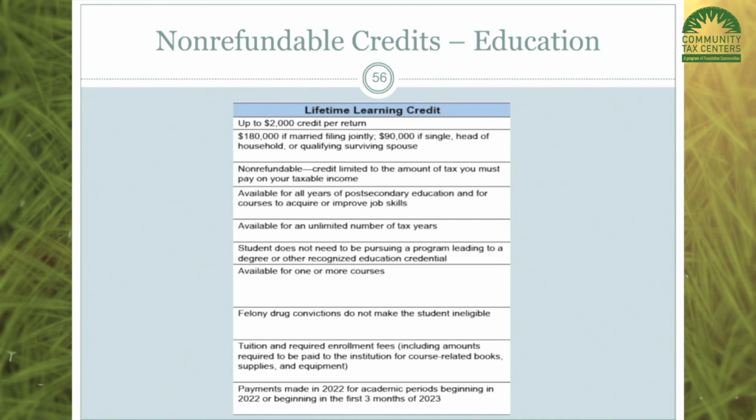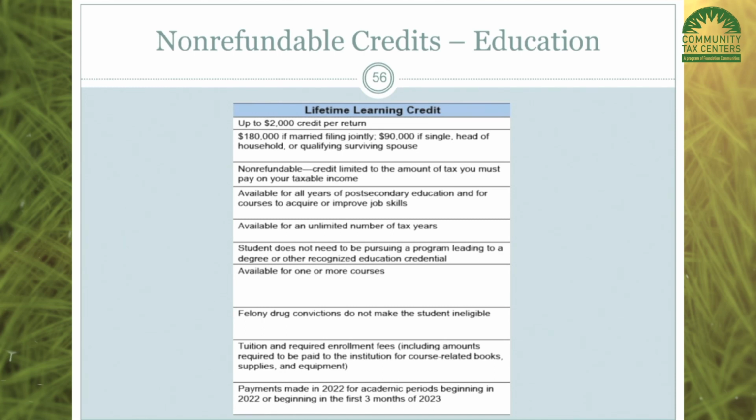It's available for an unlimited number of tax years. So as long as they allow this lifetime learning credit on a tax return, as long as it's available to claim, an individual can take it. So they could be taking classes, one or two classes, and they've been doing this for 10 years. As long as it's on the tax return, they meet the qualifications, they can get this lifetime learning credit.